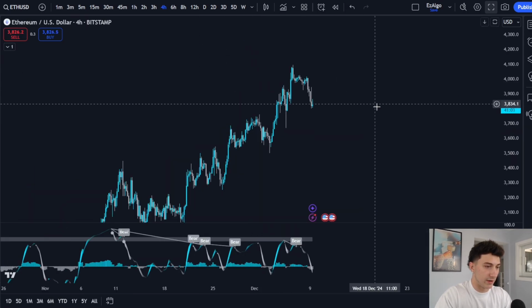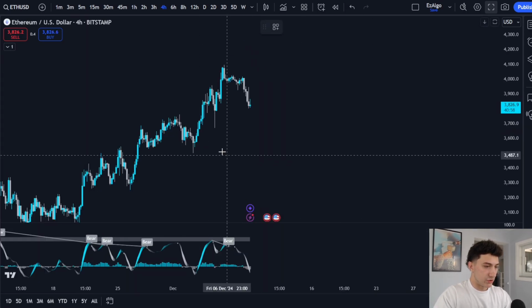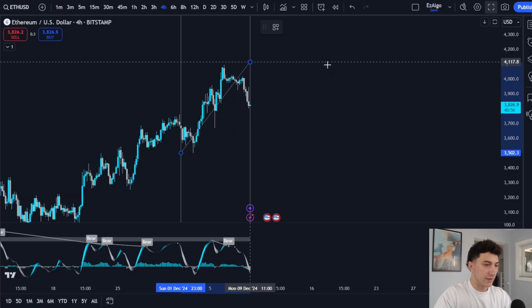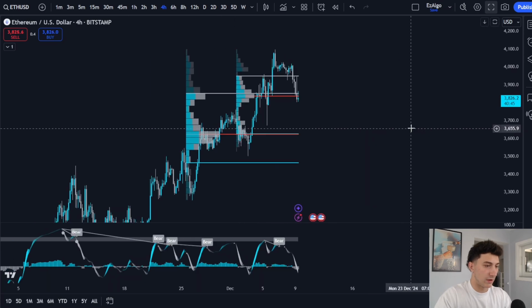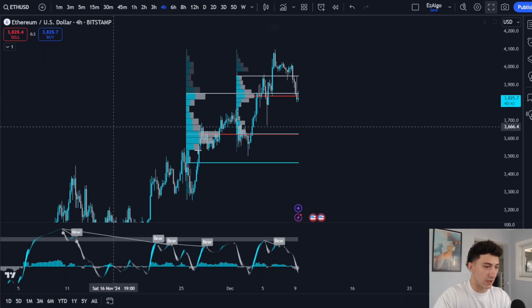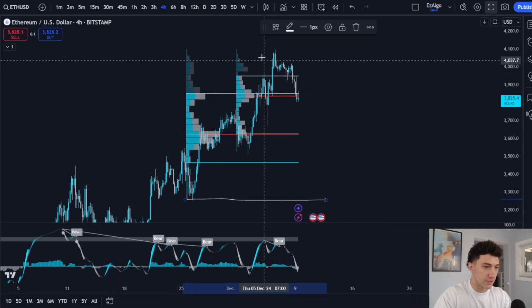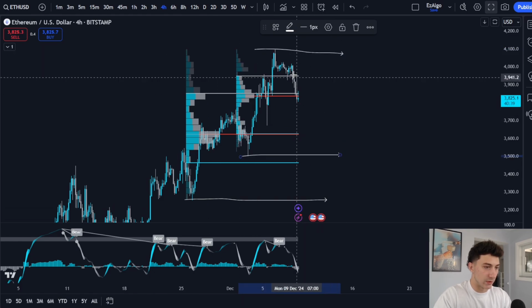Let's look at Ethereum. So you can see there's a lot of swing points to draw the fixed range volume profile. These are all valid, okay? You just have to understand that you're gonna be on different time frames. So I've drawn two ranges here using the fixed range volume profile, one from this swing low to this swing high, and the other one from this swing low to this swing high.